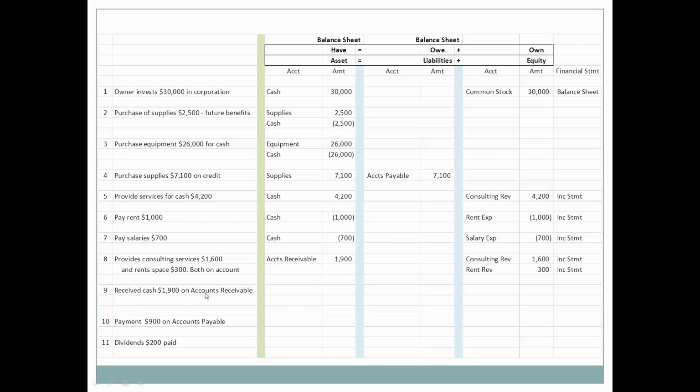Next, let's look at the ninth transaction. Received cash $1,900 on accounts receivable. So now the client that promised to pay us in transaction 8 has paid us.